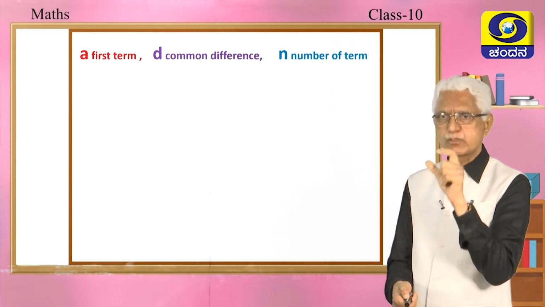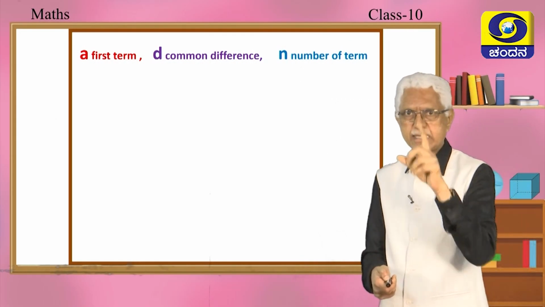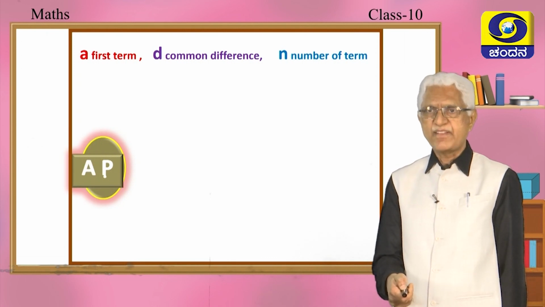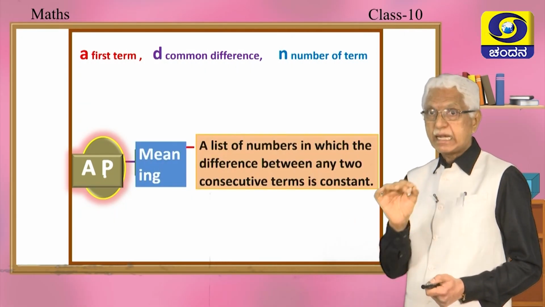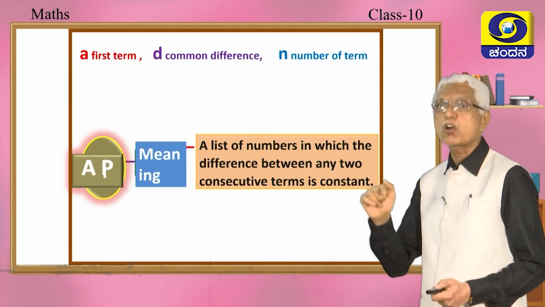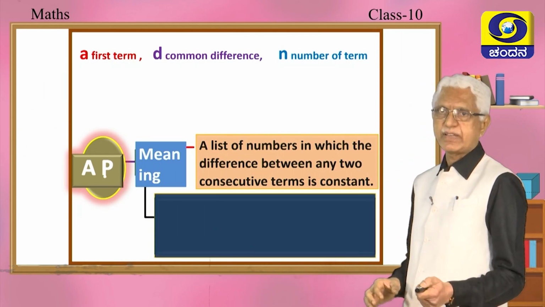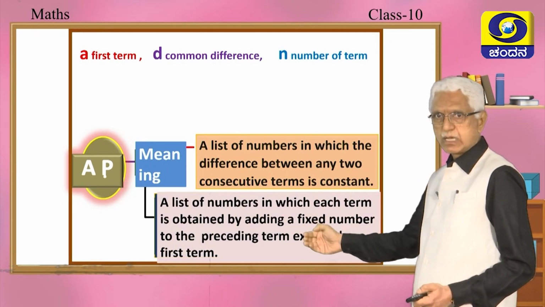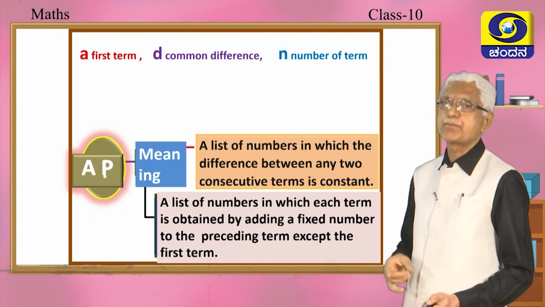In the last 3 sessions, we were mainly concentrating on arithmetic progression and the terminology involved in it. A is the first term, D is the common difference, N is the number of terms. And remember, we defined arithmetic progression in 2 different ways. First definition being a list of numbers in which the difference between any 2 consecutive terms is a constant, correct? Then it is called an arithmetic progression. Another definition that we gave was a list of numbers in which each term is obtained by adding a fixed number to the preceding number except the first term.